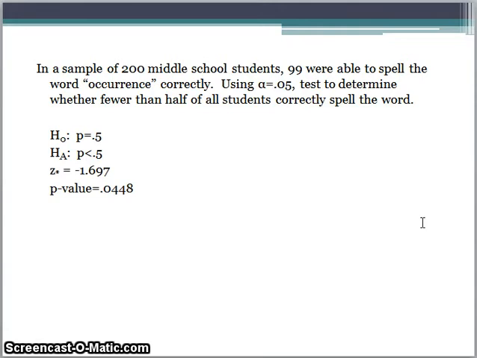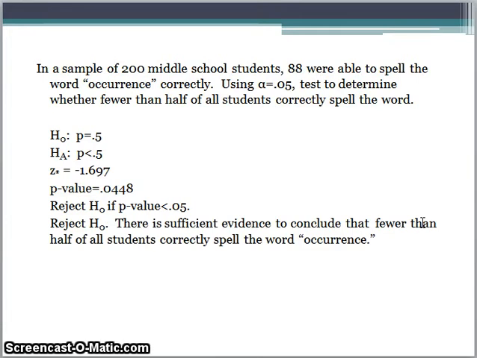From StatCrunch, we get that our test statistic is negative 1.697 and our p-value is 0.0448. Pay attention to the videos and they'll show you how to get those values. And we reject H0 if p-value is less than 0.05, because again, 0.05 is in the problem. In this case, our p-value is less than 0.05, so we would reject H0 and say that there is sufficient evidence to conclude that fewer than half of all middle school students correctly spell the word occurrence.